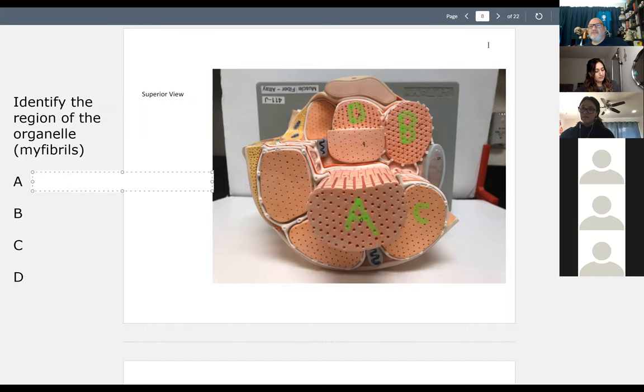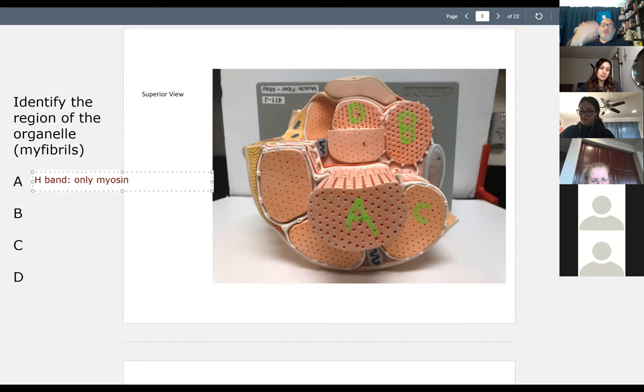True. Okay. A band is accurate, but we can also be more specific. H band. Absolutely. This is the H band. And how do we know this is the H band? Because there's only myosin. Now you are correct. The H band is within the A band, but we can be more specific. So we always want to be as specific as we can. So you get partial credit for A band, but for full credit, we want to say this is the H band. And it's the H band because it only contains myosin.